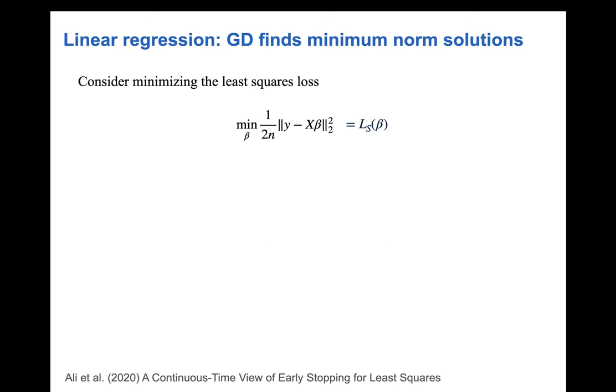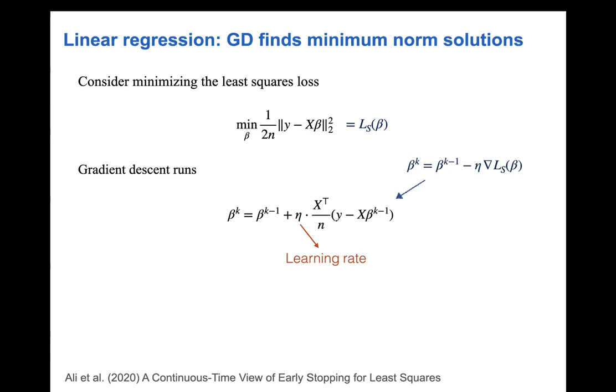Okay, so you can actually have a very simple proof of this. The proof I'm giving here is taken from a 2022 AISTATS paper. For example, consider just minimizing the least squares loss. Gradient descent for minimizing this least squares loss has the following update, where eta is the learning rate or step size. Now, if I take eta goes to zero, which means I look at this gradient descent from the continuous time perspective, the corresponding gradient flow has the following form, which admits an ordinary differential equation form.